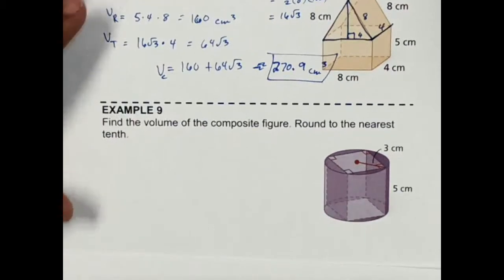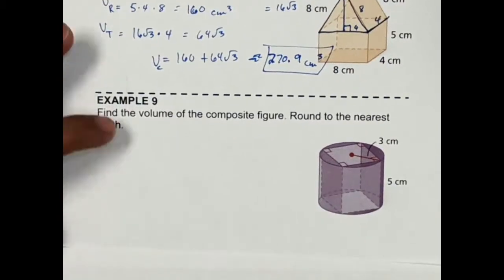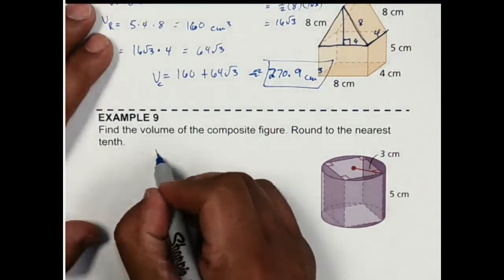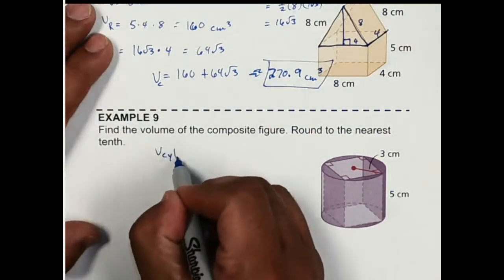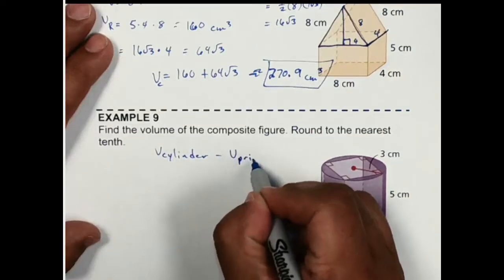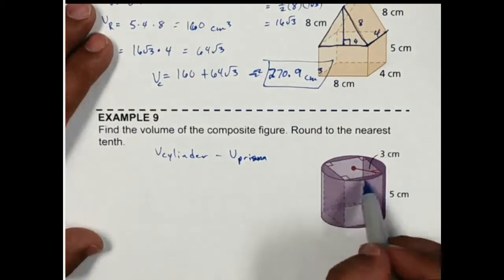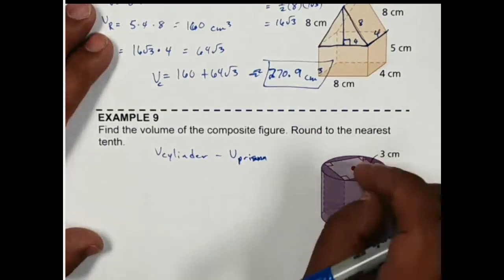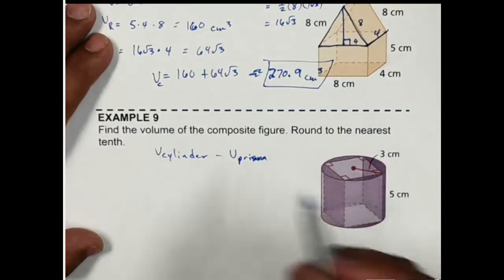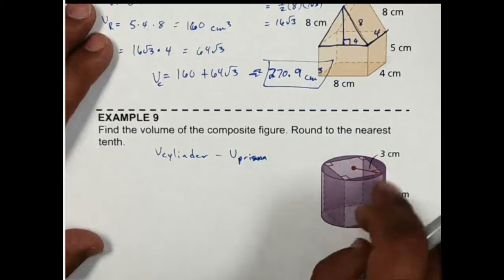All right, number 9, I'm going to have to leave that one up to you to solve. If you want the answer, check that with me in class. I'll give you a hint on this one though. This one's going to be the volume of the cylinder minus the volume of the prism. So you'll need to calculate the volume of the cylinder minus, you want to take out this, I guess it would be a square prism actually. You'd want to take this out of the cylinder.